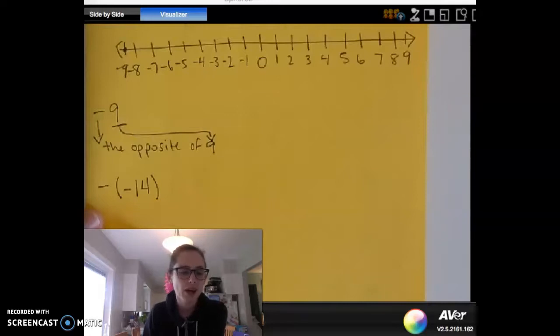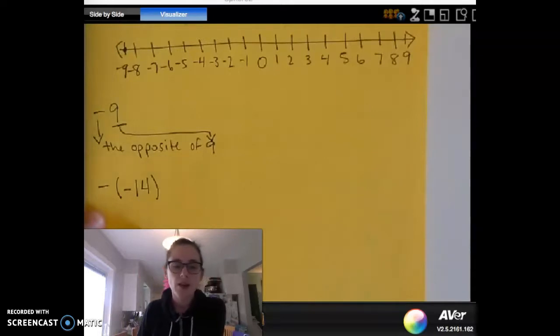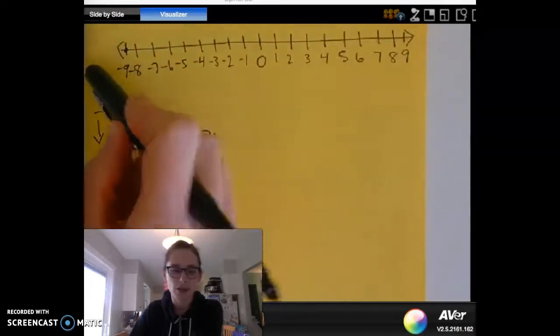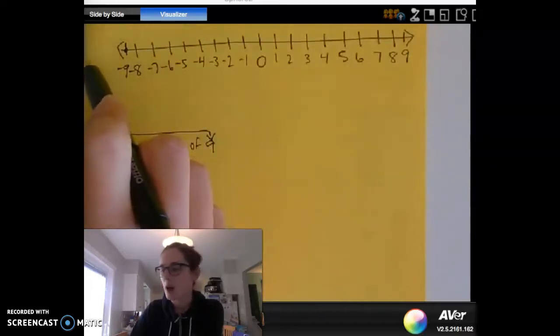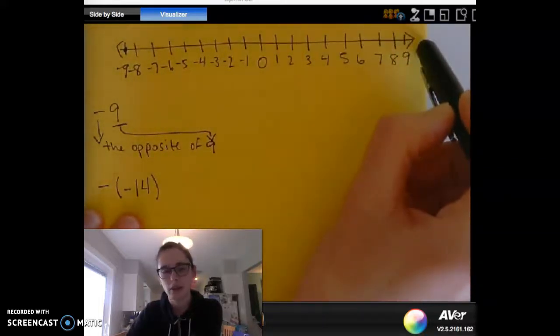Okay, so you might have discovered that I read that problem as the opposite of -14, or the opposite of 14. If I read it as the opposite of -14, then I start on -14 and go to the opposite. So I'm going to start on -14, which would be over here, and I would go to the opposite of that, which would be on the other side of my number line.